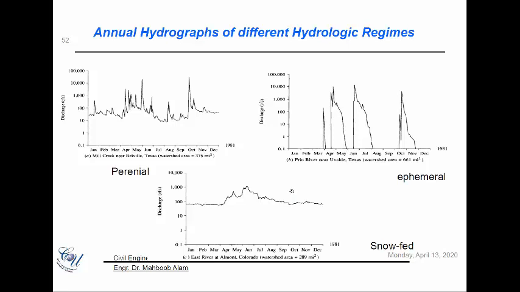Annual hydrographs of different hydrological regimes. Once you have all the discharge data and you plot it as a time series for a fairly long period of time, by observing the discharge time series you can say something about the catchment or about the area that it is draining.